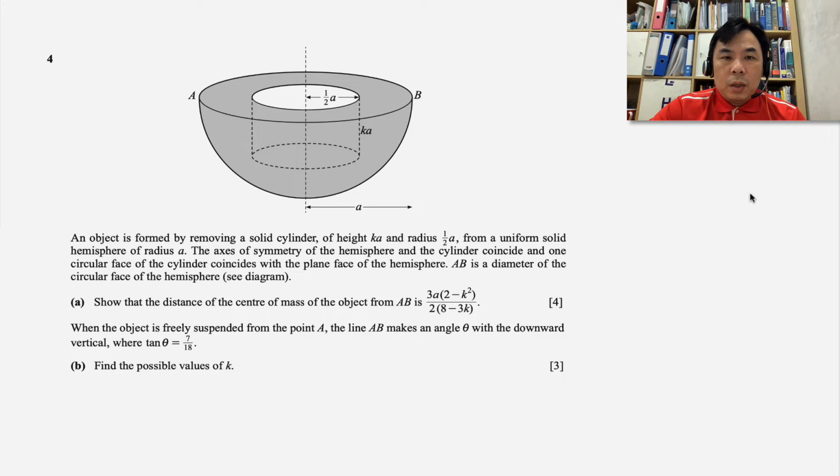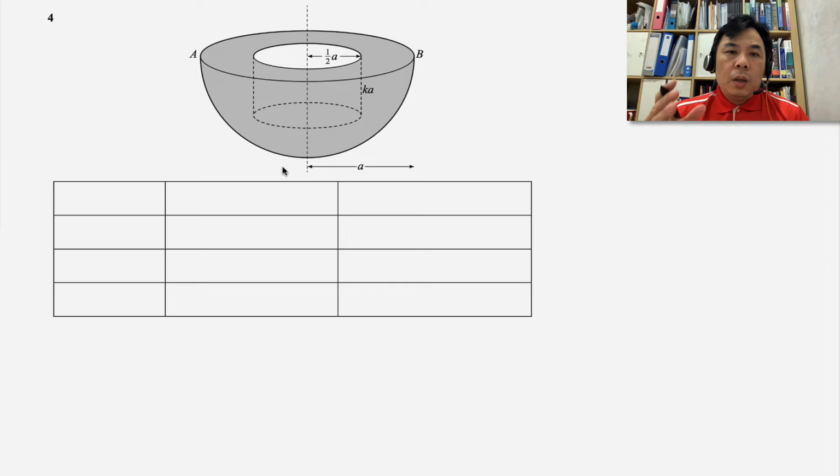Our first task usually is very standard. We need to show that the distance of the center of mass of the entire solid rigid body from AB is given as such. Once we know that, the second part will be when the object is freely suspended from the point A, the line AB makes an angle theta with the downward vertical, where tan theta is equal to 7 over 8. With this information, we are going to find out the values. Alright, so stay tuned. I'm going to trim off some of the questions so that we can concentrate on the question. Question number 1, we're going to find out the center of mass with respect to line AB as our reference.